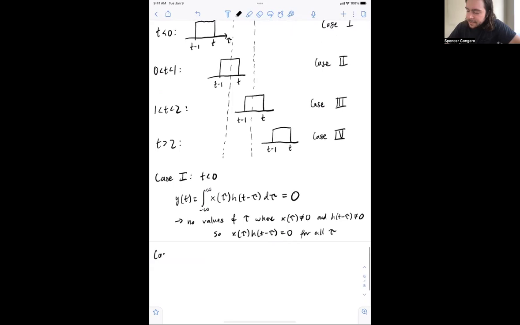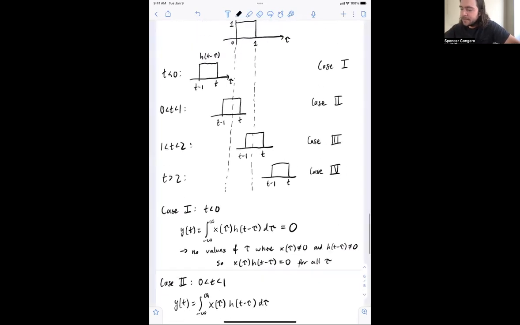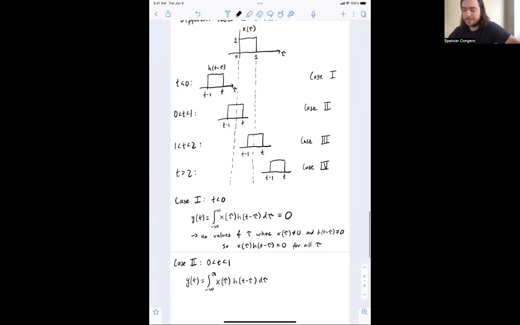Okay, let's look at case 2. This is when t is between 0 and 1, right? And then let's look at our function again, y of t. Okay, we have x of tau, h of t minus tau, d tau. What's happening in this case? Well, in this case, we do have values of tau where both functions are non-zero, and they're right there. So you can see how helpful the pictures are.